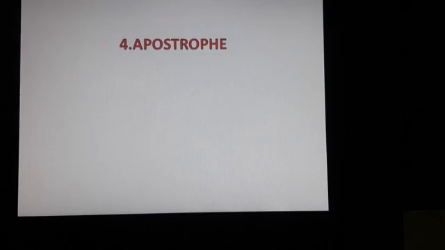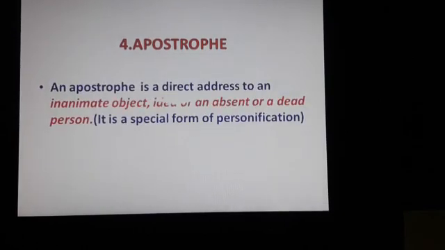Next one is apostrophe. What is apostrophe? It's a direct address to an inanimate object, again you see, or idea, or an absent or a dead person. Person is either inanimate object, remember, idea, or an absent, person is not there, or person is dead and gone. You are addressing directly. We call it apostrophe. And it is a special form of personification, but it's not a personification.